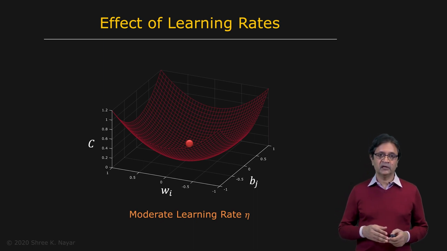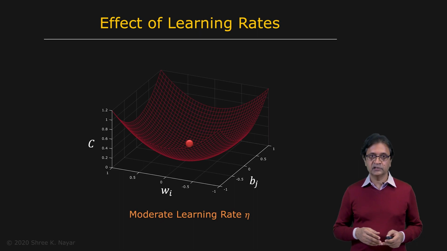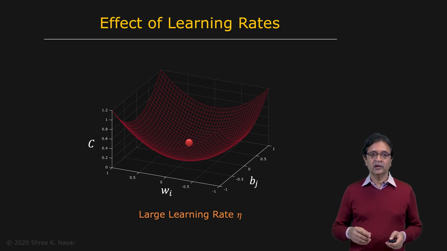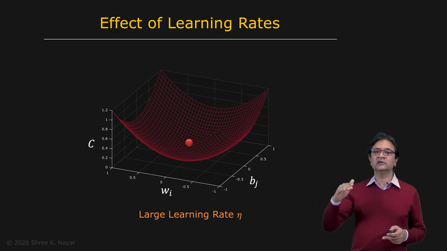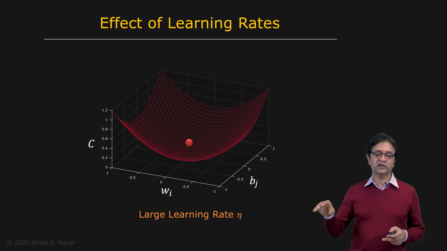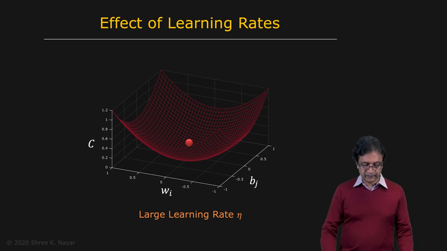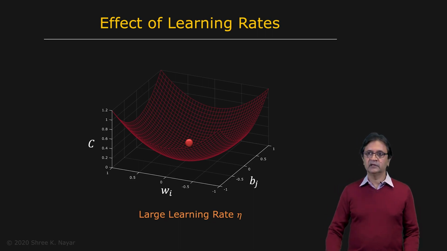However, we can't go too far with this. If you use a very large value, you can actually overshoot. So if you use a large learning rate eta, you can end up bouncing around quite a bit before you arrive at the minimum. But there's an additional problem. You might not actually arrive at the minimum. The reason is that you might overshoot to such an extent that you end up in another valley in the cost function and converge at the wrong local minimum. So that's the effect of the learning rate.